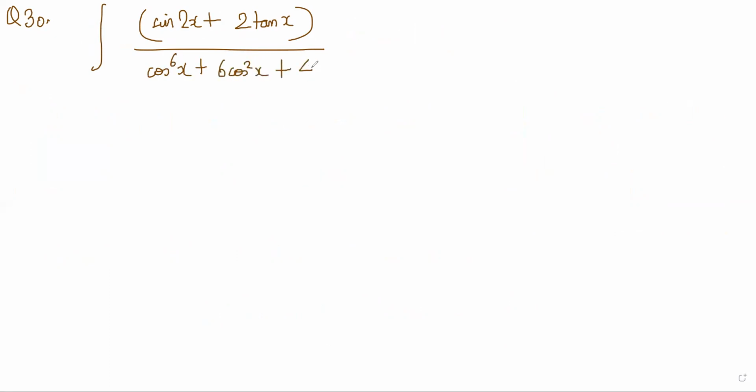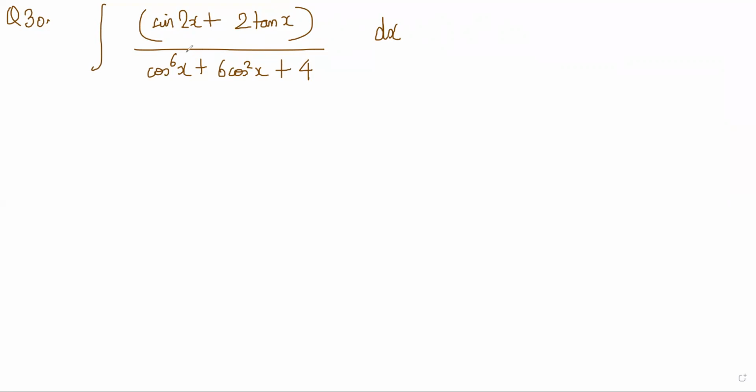Question number 30 is integral of sin 2x plus 2 tan x by cos power 6 x plus 6 cos square x plus 4 into dx. Okay. So hopefully we'll try to convert this into some formula which helps us get the integral. Ideally, if there is a cos, I have to divide by some power of cos. That is the standard method.